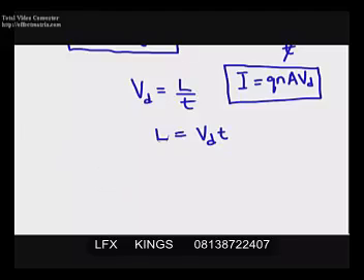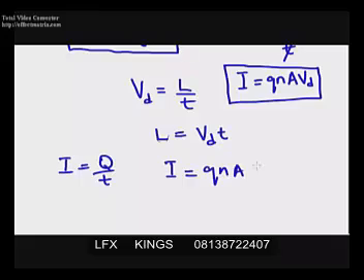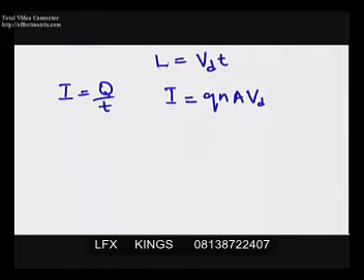And we talk about another point. The first point is current is equal to charge over time. The second point is current is equal to QnAVd, drift velocity.